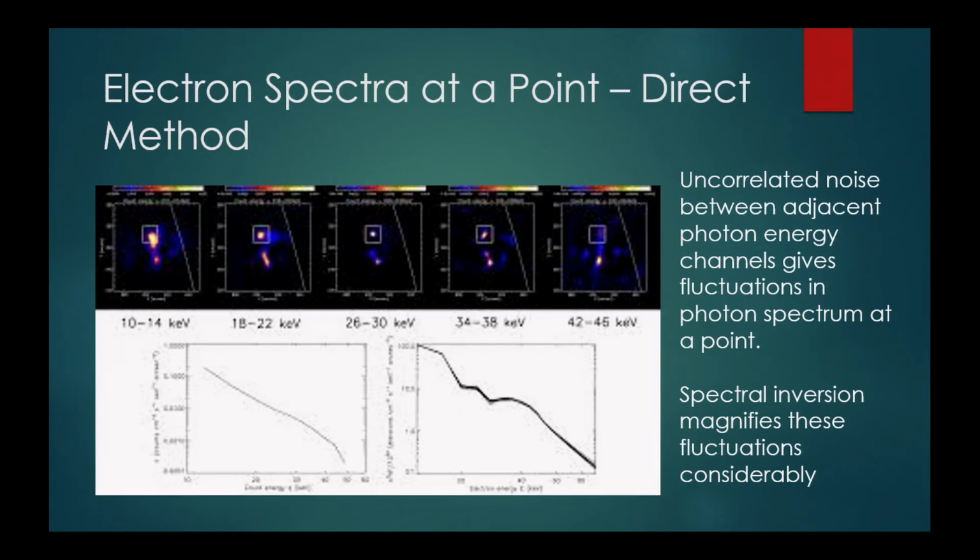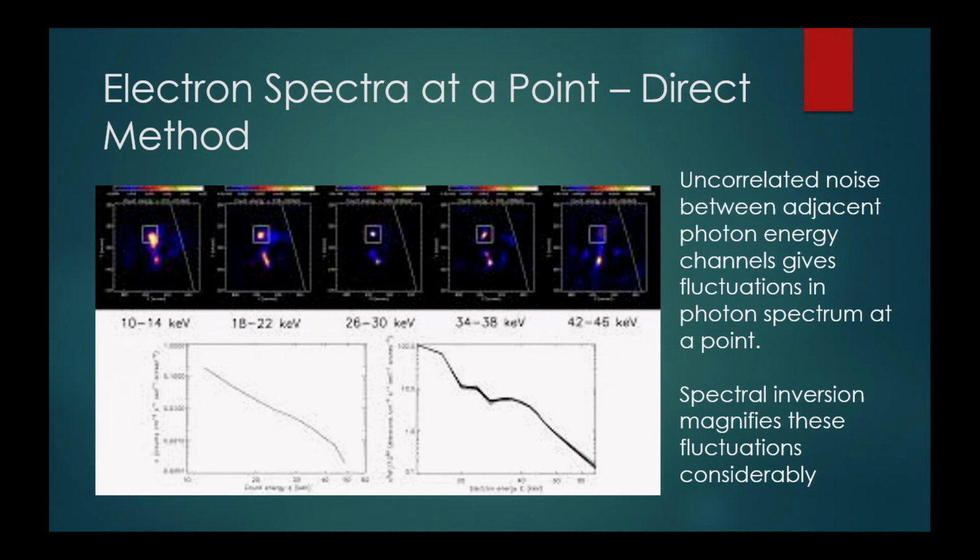So what we really want to know is what is the electron spectrum at the acceleration region, and how does it change throughout the flare as the electrons propagate. So we'd like to look at the electron spectrum at different positions in the flare. In principle, we thought this would be easy. We take the visibilities and we make a photon-based picture out of them. So here's the photon image between 10 to 14 kilovolts and so on.